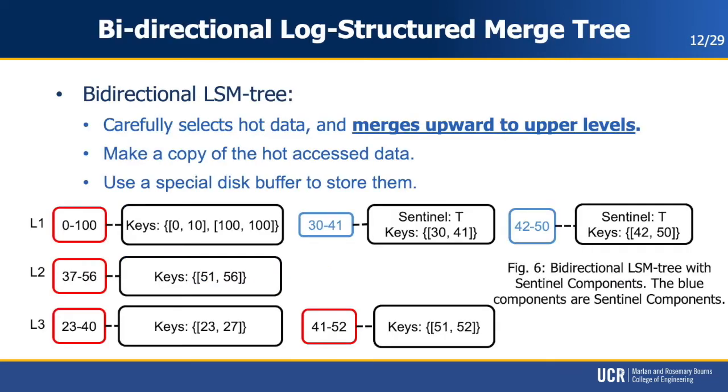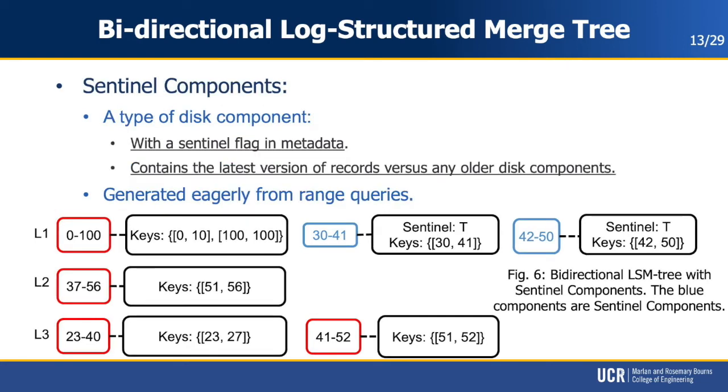We introduce the bi-directional LSM tree. Different from the original LSM tree, which merges content from top to bottom, our tree selects the hot access data and merges it upward to the upper levels. We make a copy of the hot access data and store it in a special disk buffer. We call the special disk buffer Sentinel components. It's a type of disk component that contains the latest version of the records versus any components built older than it.